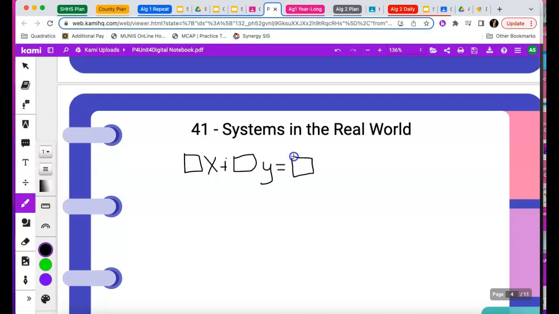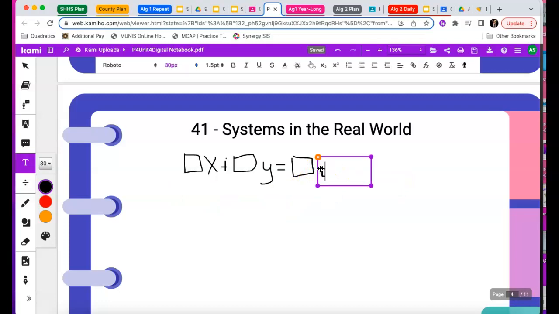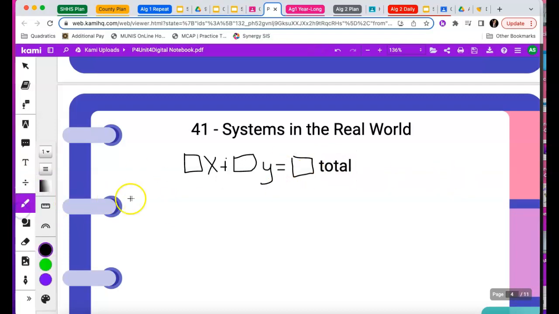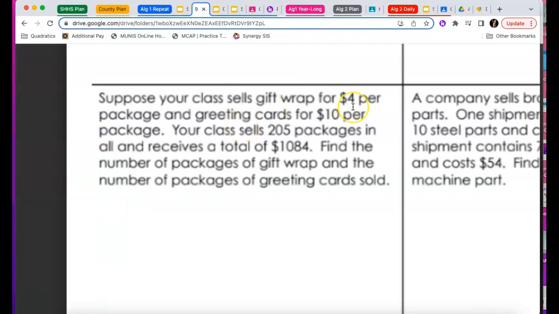And this number over here is always your total amount. So I'm going to label this as your total. So whatever total amount of money, whatever total amount of tickets, that's going to be on the other side of this equation. So both of your equations are going to look like this. So for number one, we'll look at our numbers and we'll see what we're going to plug in for this one.